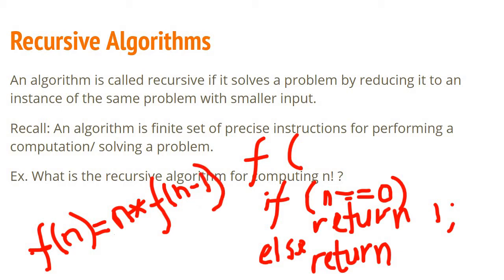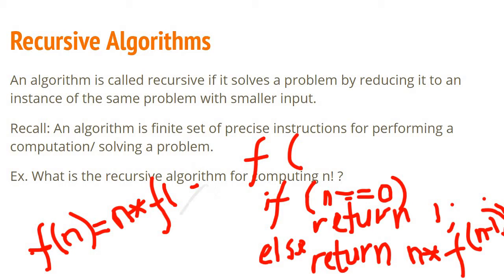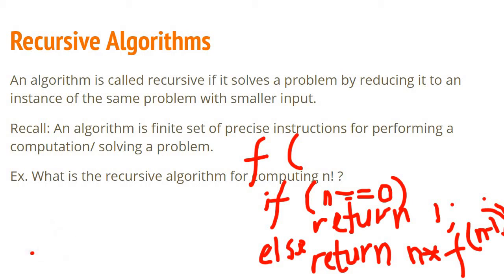So we could translate this into code readily by this one, n times f of n minus 1. As you can see, this is seamless in a way. The translation is quite seamless. So we could now immediately code this algorithm.